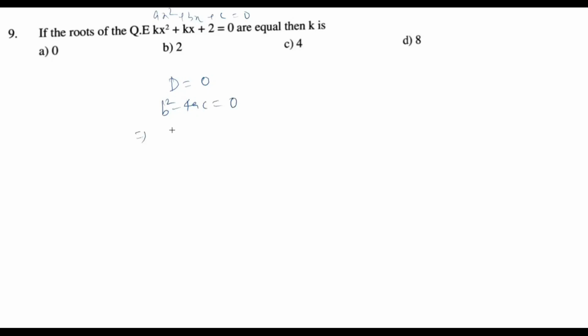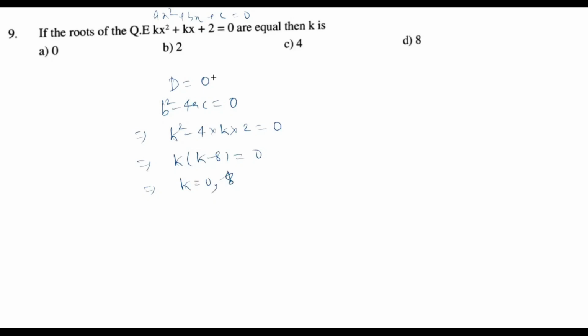Then b square is what? k square. And what is your a, k? And then this equals 0. Then k minus 8 equals 0. So there can be two situations wherein k equals 0 and k equals 8.